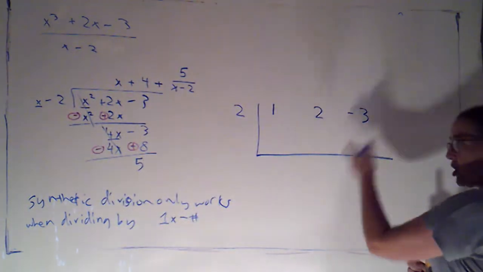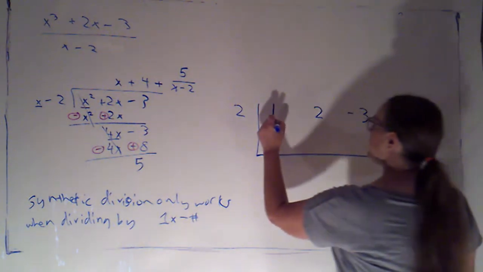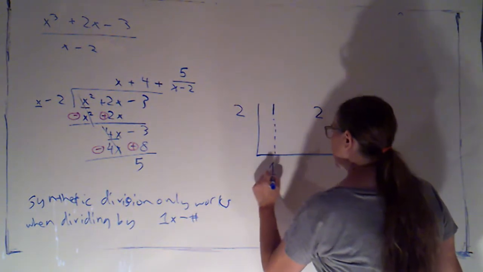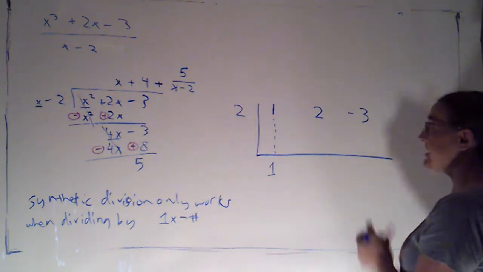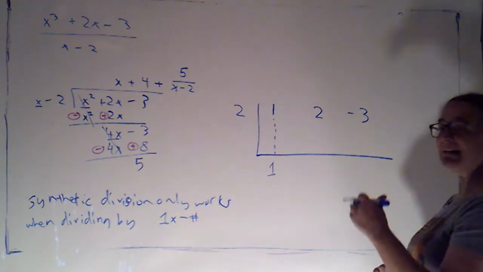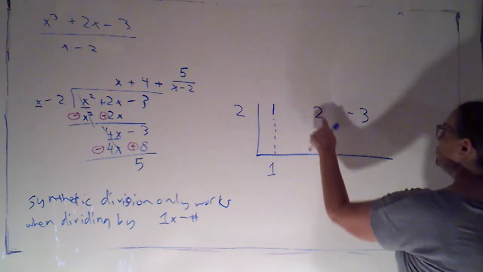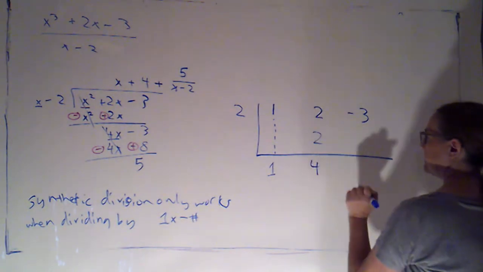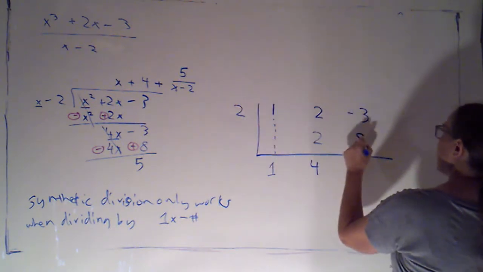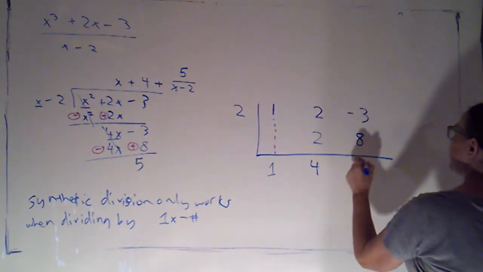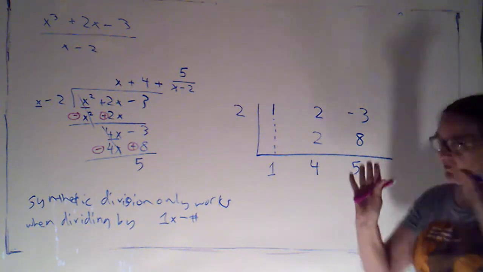Now, I'm just going to show you what I do, and then we'll talk about why it works. It starts by I just copy that first number right there. And now, from here on, I'm going to multiply and add. 1 times 2 gives me 2. 2 plus 2 is 4. Now I take this and I multiply. 4 times 2 gives me 8. Negative 3 plus 8 gives me 5. Why I did that, we'll come back to.